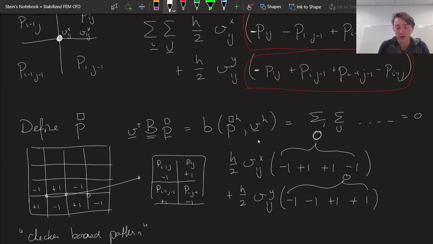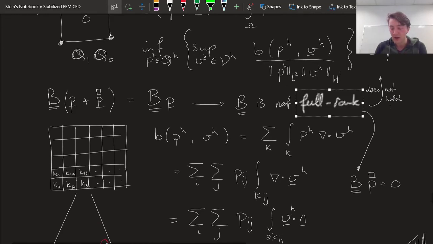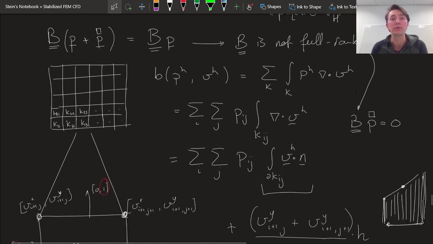And since that integral was essentially what we're computing with this matrix operation of BP, that is also saying that B times P with the square is equal to 0. And since there exists a pressure solution for which B times P is equal to 0, that means that B is not of full rank, which means that the inf-sup condition does not hold.